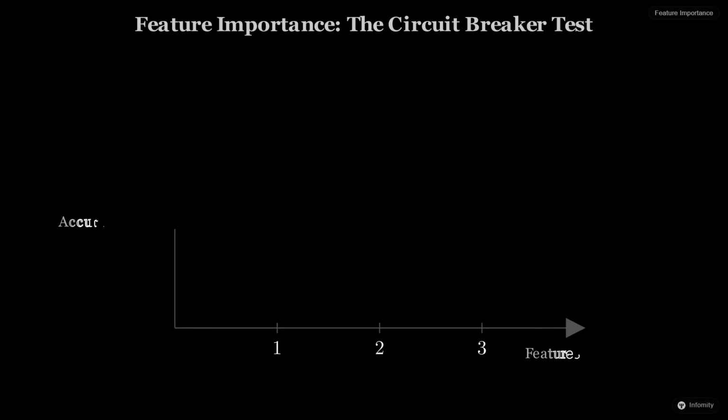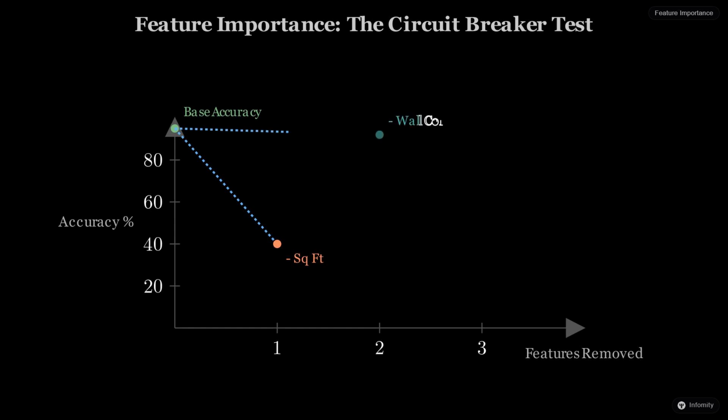In a real model, we measure this blackout as a drop in accuracy or error rate. We record the model's performance with all features present, then measure how much that performance crashes. The bigger the crash, the more critical that feature was to the model's internal logic.